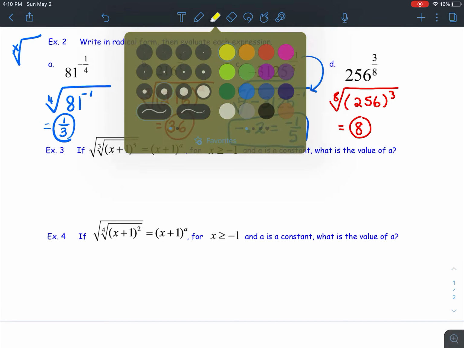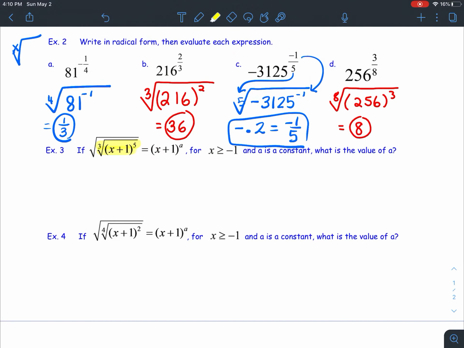I'm going to highlight that. You want to focus on the inside radical symbol first. Basically, what this problem is saying is, if you were to manipulate and simplify the left side of this equation, it's going to simplify to something that looks like the right side of this equation, only they're not telling you what the exponent would be on the x plus 1. They want you to simplify the left side of the equation, and then report what that value for a, that missing exponent, would be.